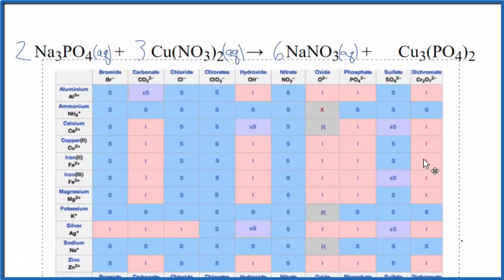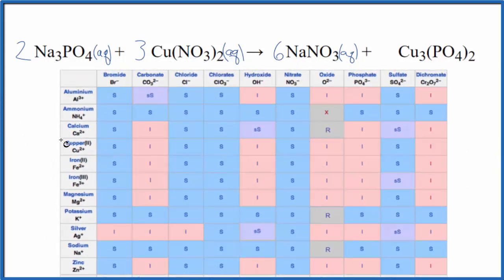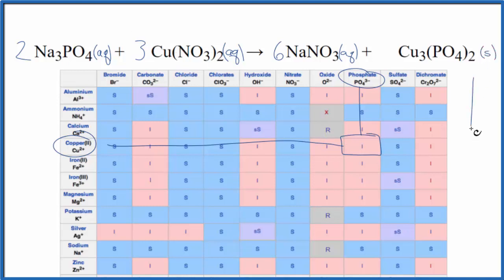Phosphates often are insoluble. So if we look that up on this table of solubility, we find copper(II) here and phosphate here. So we're going to go over and down. And that I means that copper(II) phosphate will be insoluble. It won't dissolve in water. So when these substances react, it'll form this solid that'll sink to the bottom of the test tube as a precipitate. So we have our states.